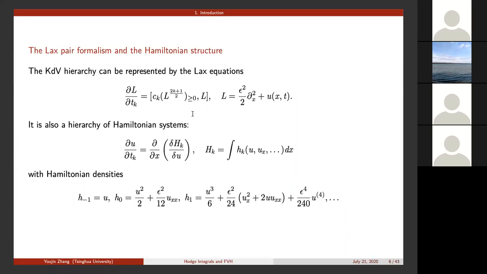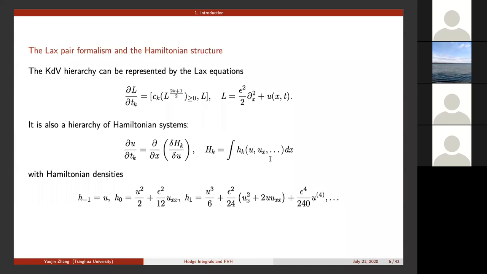And also, this KdV hierarchy, we know, is also a Hamiltonian system, consisting of Hamiltonian systems. Each flow is a Hamiltonian, infinite Hamiltonian system with Hamiltonian operator d/dx and some Hamiltonians H_K, which are given by the integrals of some densities of differential polynomials. We have H0, H1, and so on. We can write them down using Hamiltonian recursion relations to fix this H_K.